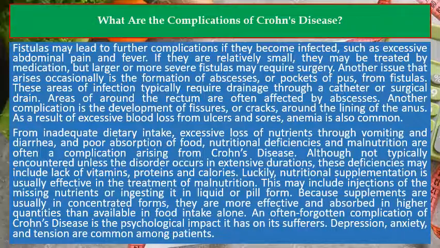From inadequate dietary intake, excessive loss of nutrients through vomiting and diarrhea, and poor absorption of food, nutritional deficiencies and malnutrition are often a complication arising from Crohn's disease. Although not typically encountered unless the disorder occurs in extensive durations, these deficiencies may include lack of vitamins, proteins and calories. Luckily, nutritional supplementation is usually effective in the treatment of malnutrition. This may include injections of the missing nutrients or ingesting it in liquid or pill form. Because supplements are usually in concentrated forms, they are more effective and absorbed in higher quantities than available in food intake alone.